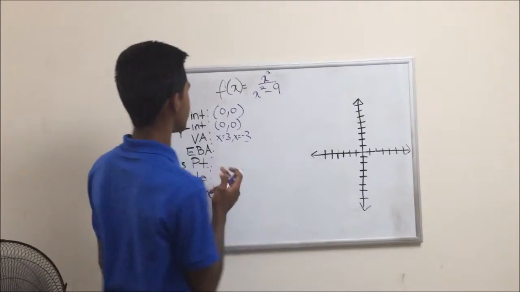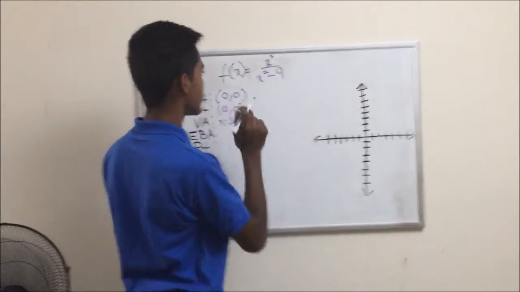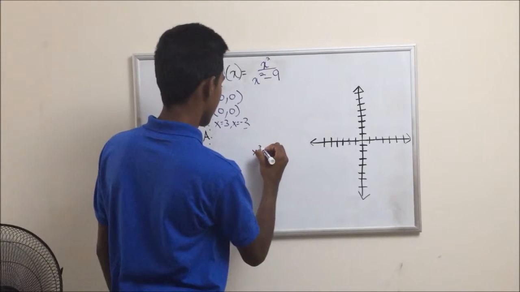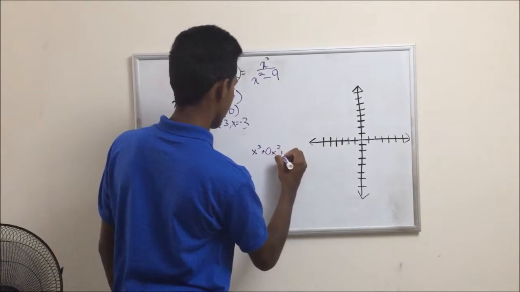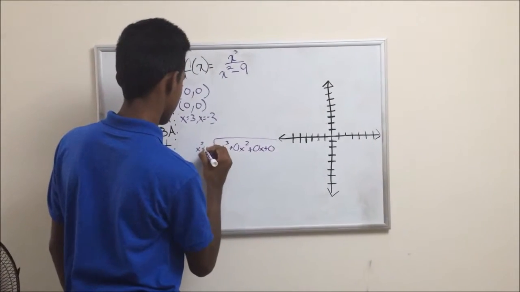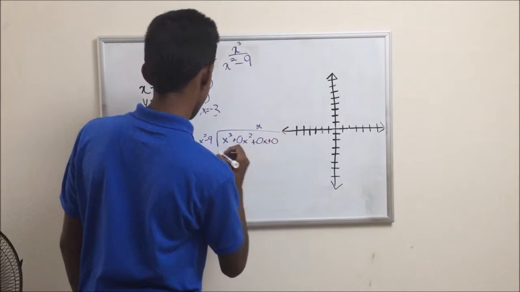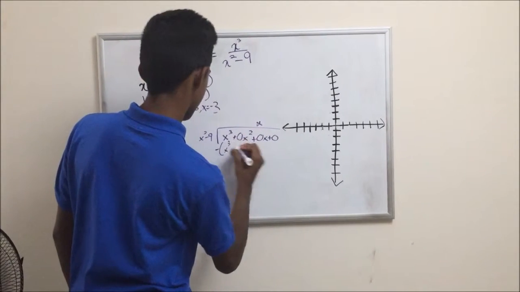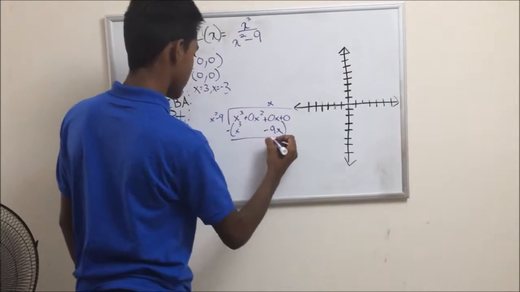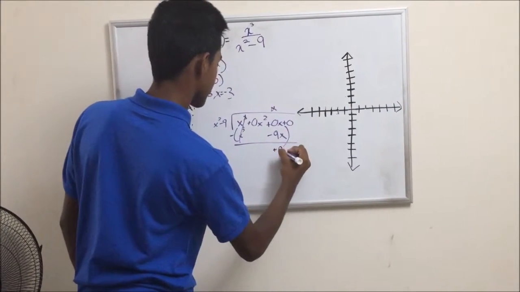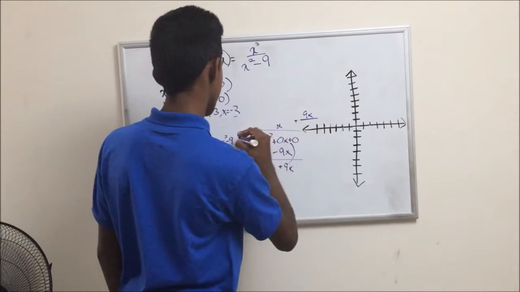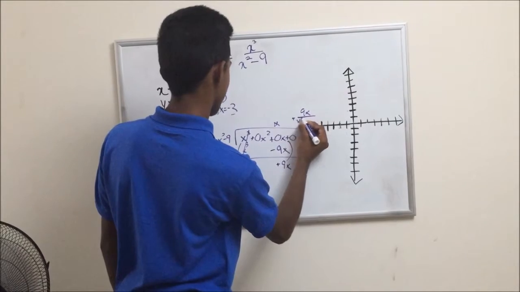Now, for end behavior asymptotes, because the numerator is exactly 1 degree greater than the denominator, I would have to divide the numerator by the denominator. The zeros here act as placeholders. This would then equal x. If I subtract this out, then I would get plus 9x, which would then be the remainder, plus 9x, over the original denominator, which is x squared minus 9.